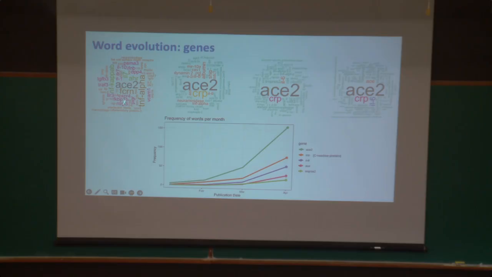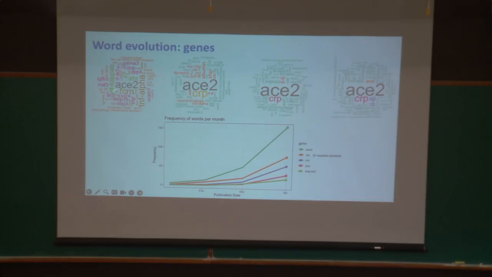The data I'm using here is still all the publications from January 1st, 2020 to April 30th, 2020, all related to COVID-19. So this is just a demo. Here I show the topic evolution in the gene category.